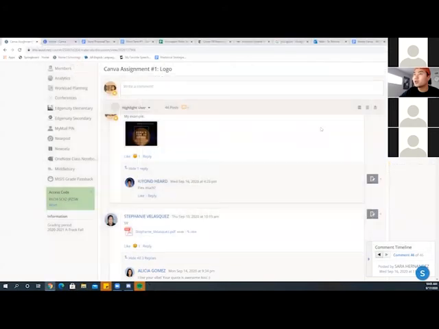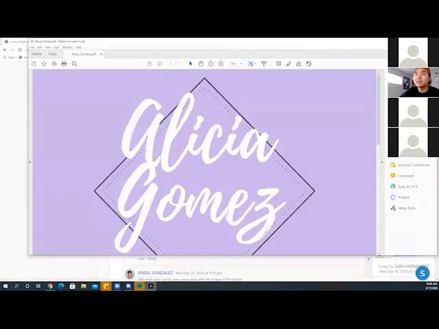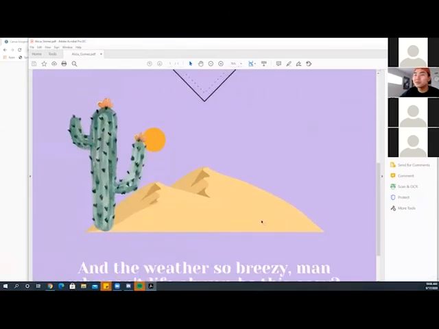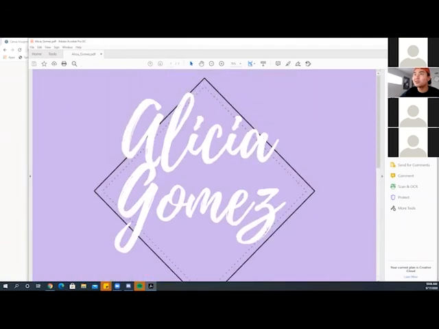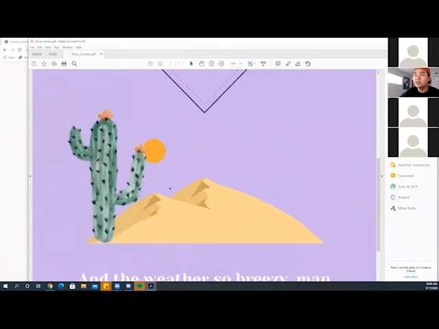Cool. Let's look at some other ones. Alicia, awesome. She's at her dentist appointment, so hers is a Kanye quote. And the weather was breezy, man. Why can't life always be this easy? Very awesome. I love the colors. I love the way this plays off the purple. Awesome.